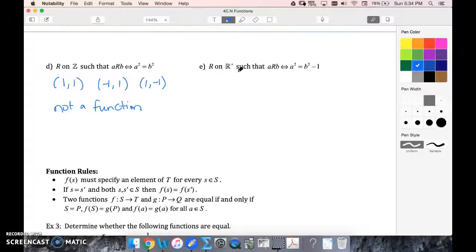Okay, now R on the positive real numbers, where A squared is equal to B squared minus 1. So let's look at a proof by contradiction. So let's say that this is not a function. So suppose R is not a function.